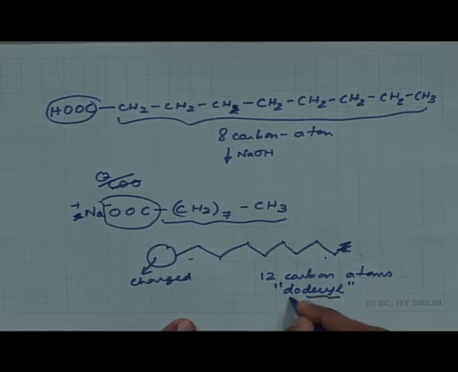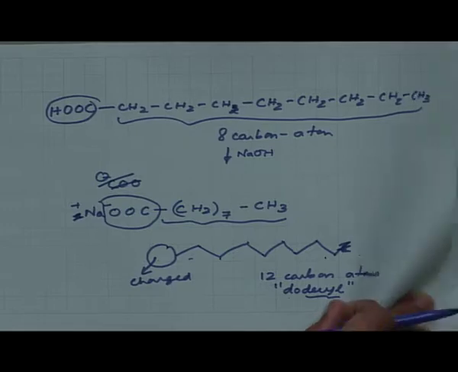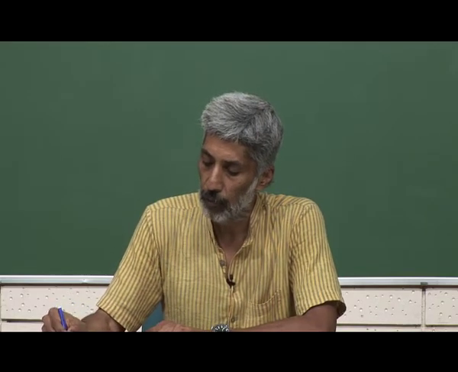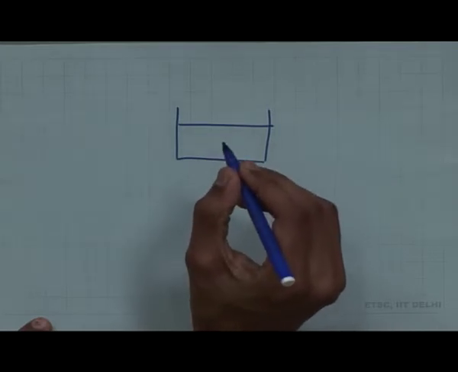Deca is 10 and dodecyl is 12. So, you have 12 carbon atoms and a charged head group like this. If you put this into water, let us imagine, so your solvent is water. Why am I considering water? Because I am going to use this surfactant to reduce the surface tension of water.